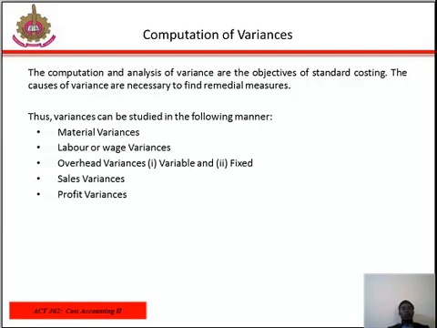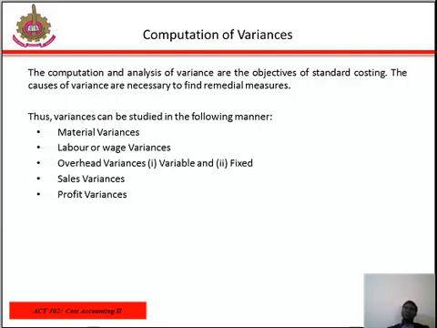We are talking about computation of variances. The computation of variances is the objective of standard costing, if you can remember standard costing as a topic. The causes of variance are necessary to find remedial measures, because variance could be found with respect to all the elements of cost. That is, I'm saying direct materials, direct labor, and overheads.